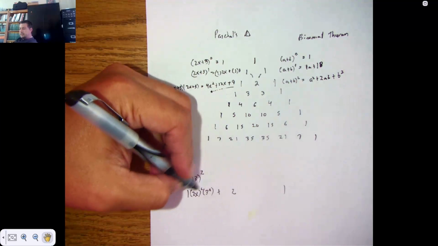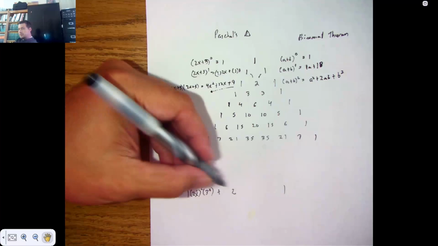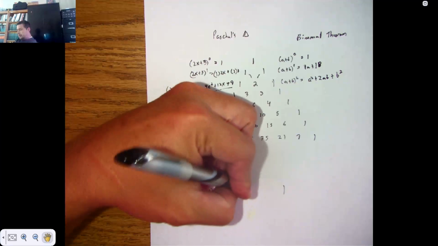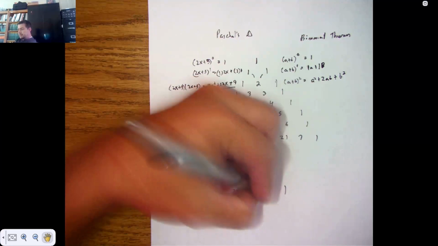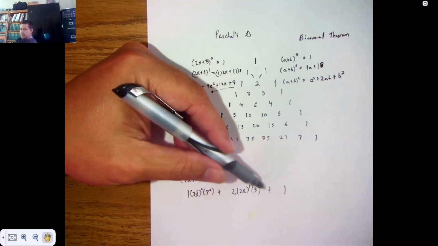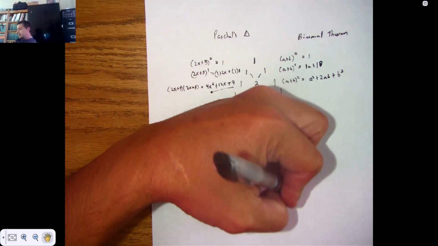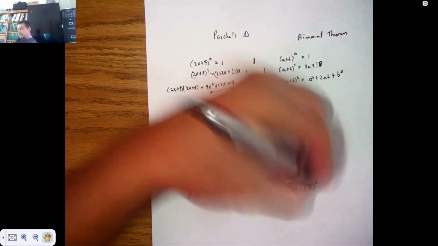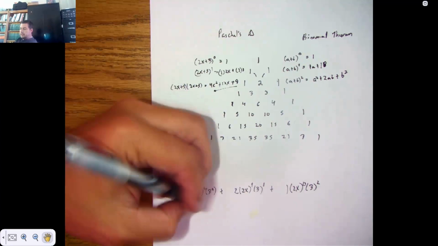Now what's going to happen is this exponent is going to decrease and this exponent is going to increase when I move to the 2. So now I have 2 times 2x to the first times 3 to the first, plus the other one. This exponent is going to decrease to a 0. This exponent is going to increase to a 2. So 1 times 2x to the nothing, 3 to the second. Kind of interesting, huh? All right, let's go do the math over here.